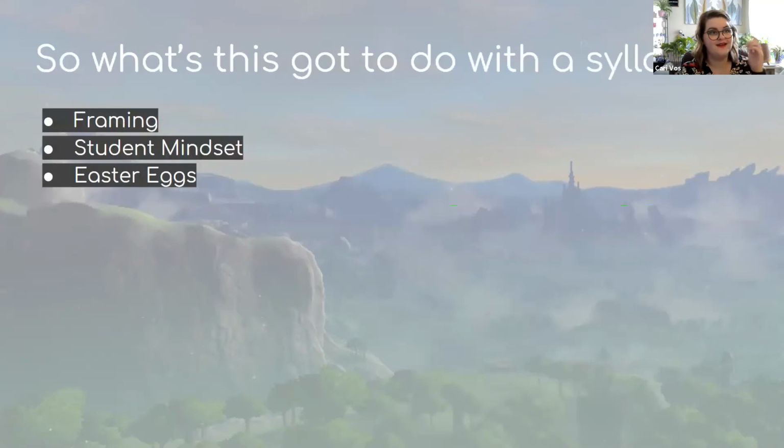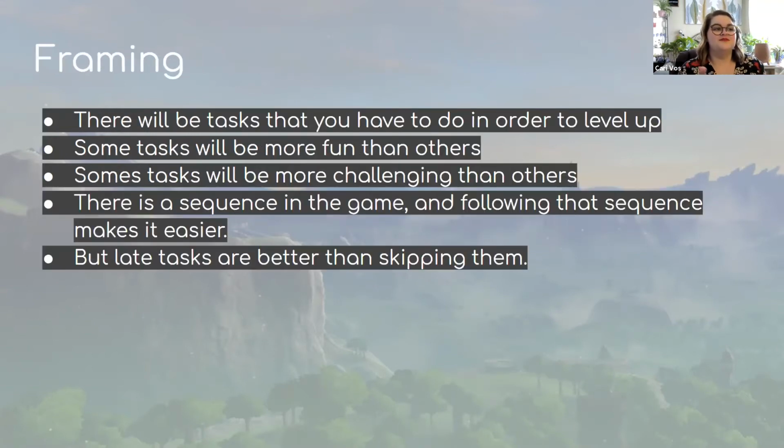So what does this actually have to do with the syllabus when you think about it from a gamification perspective, not just like a video game? From my perspective, it's about framing the student mindset and Easter eggs. Melissa's already talked a little bit about Easter eggs. I'm going to build on that a little bit. In terms of framing, what I like to tell my students is that there are tasks that you have to do in order to level up. When you play a video game, you start at 0. You have to work your way up and level yourself up. You don't start at A and then get beaten down. You're in control of where you go.